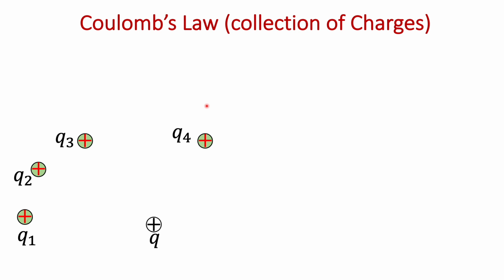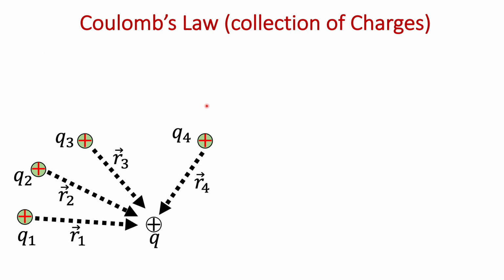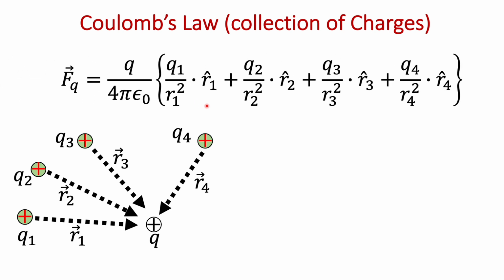So now we have seen the force between two charges. The immediate question one would like to ask: what happens when you have a collection of charges? For instance, if you have a charge Q which is surrounded by four charges Q1, Q2, Q3 and Q4, which are separated by the distances r1, r2, r3 and r4, then the force on Q is simply the addition of the force due to Q1 on Q in the direction r1, the force due to Q2 on Q in the direction r2, the force due to Q3 on Q in the direction r3, and the force due to Q4 on Q in the direction r4.